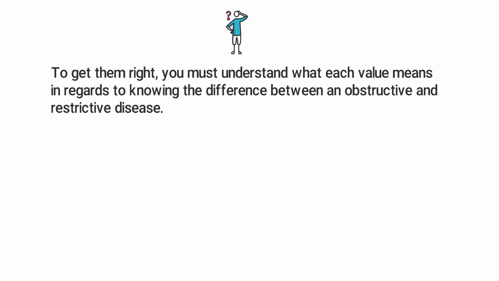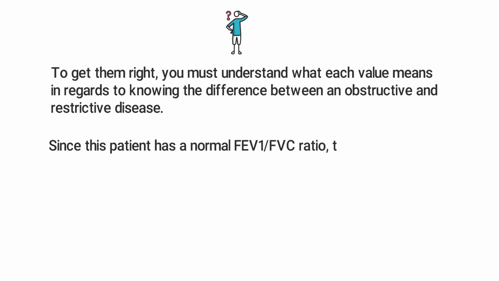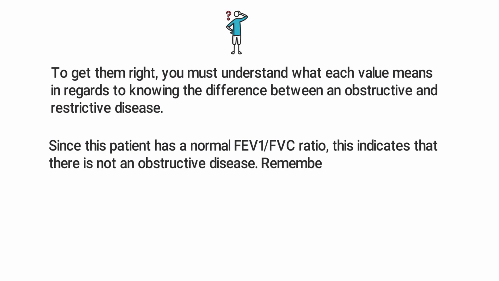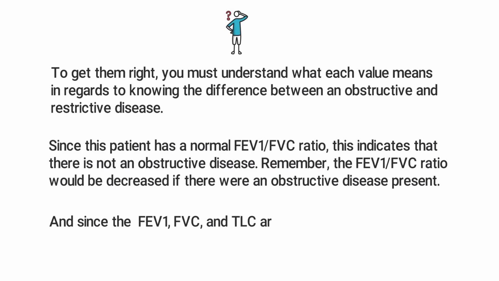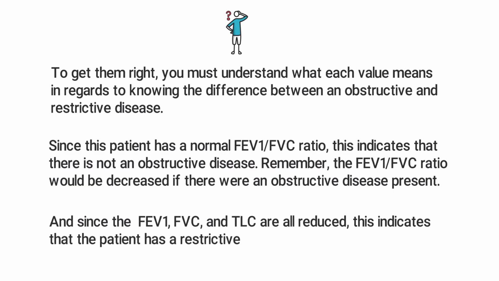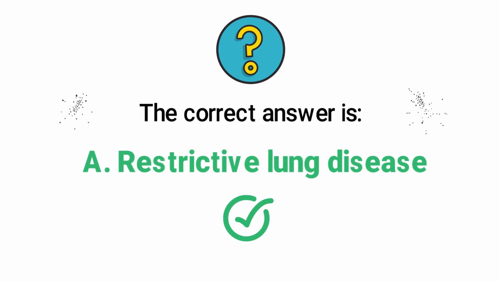And to get them right, you must understand what each value means in regards to knowing the difference between an obstructive and restrictive disease. Since this patient has a normal FEV1 to FVC ratio, this indicates that there is not an obstructive disease. Remember, the FEV1 to FVC ratio would be decreased if there were an obstructive disease present. And since the FEV1, FVC, and TLC are all reduced, this indicates that the patient has a restrictive disease. So, now that we've broken this one down, we can see that the correct answer has to be A, restrictive lung disease.